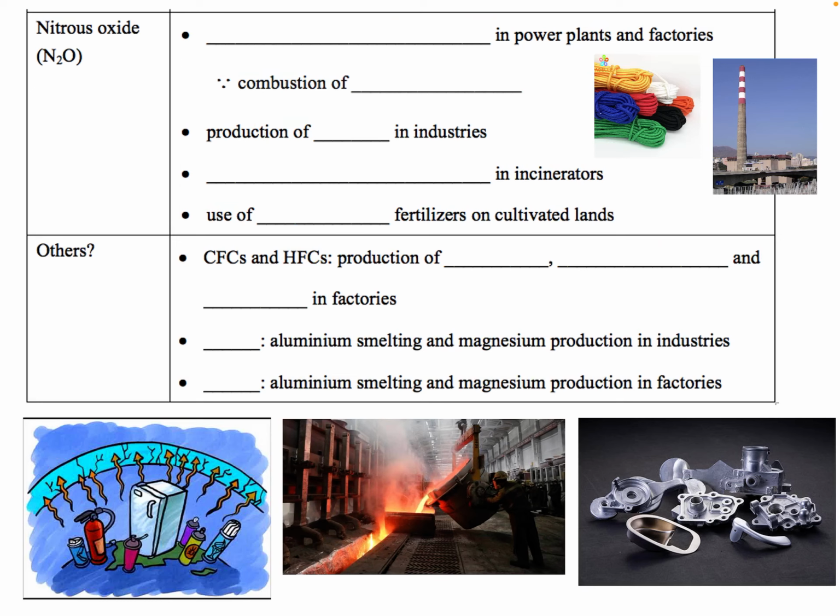So next one is called nitric oxide. Just remember the name, and the chemical formula, N2O. So nitric oxide will be produced during the electricity generation, same as CO2. They are produced during the energy generation in power plants and factories. The burning of fossil fuel, same.